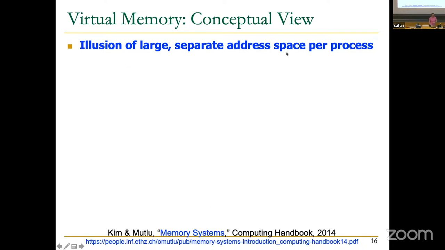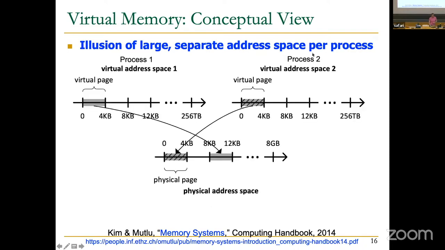Essentially, you have the illusion of a large, separate address space per process. This is essentially summarizing what the mapping and indirection looks like. In this case, you have two processes. They have independent virtual address spaces. And you can see that each of them has a view of virtual memory that's 256 terabytes. That's 2 to the 48, right? Bytes, essentially a 48-bit byte-addressable address. The other process also has a virtual address space.